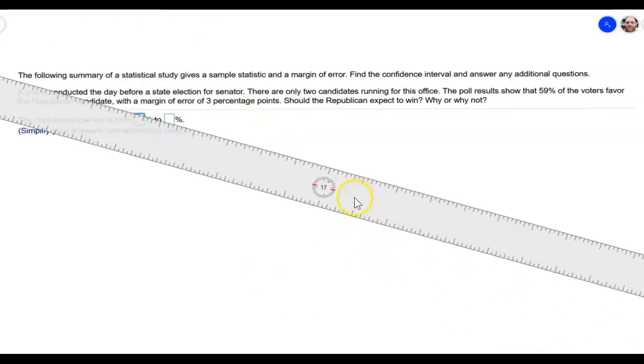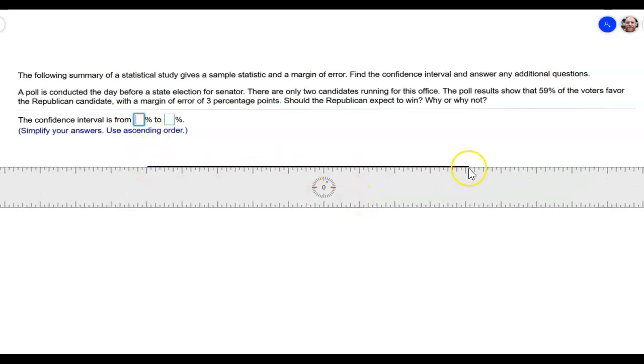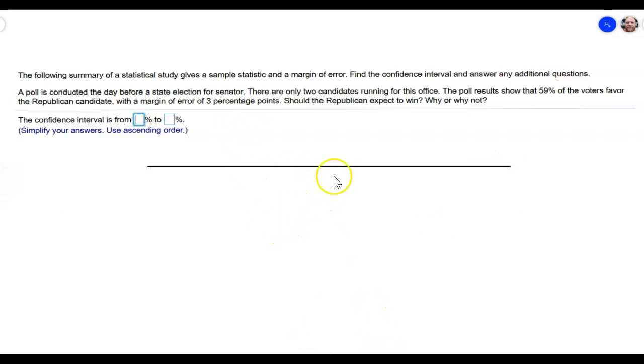So what I'm going to do is create myself a nice little straight number line here, like so. And I'm going to mark off here somewhere, and we're going to call this 59%. So this is where our average is, our sample statistic. This is where our survey showed that the average support was for this Republican.